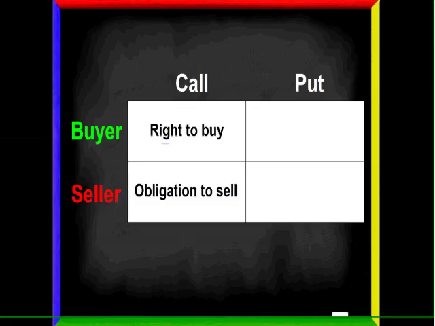Look at this. Obligation, opposite of buy is sell. Now you can figure it out. Say, the seller must have the obligation to sell. And again, over time, that will just start clicking.